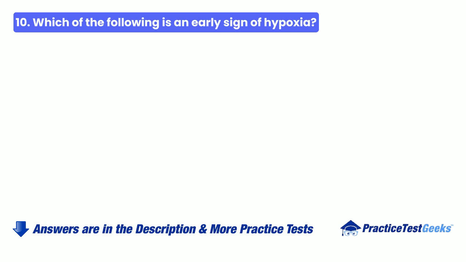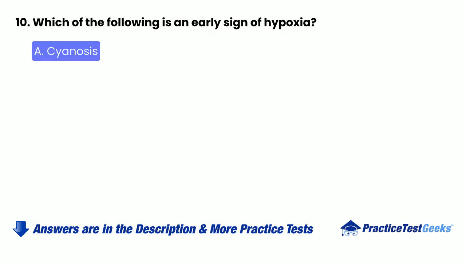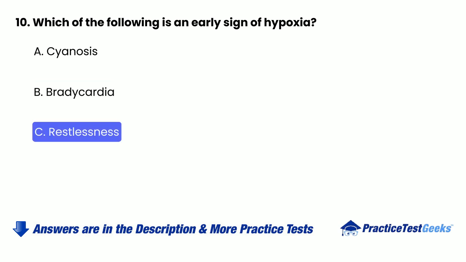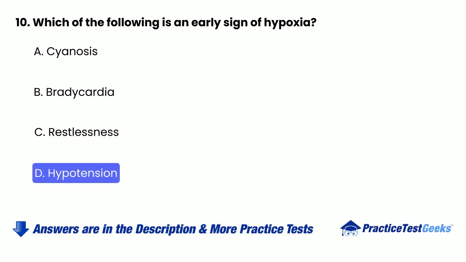10. Which of the following is an early sign of hypoxia? A. Cyanosis. B. Bradycardia. C. Restlessness. D. Hypotension.